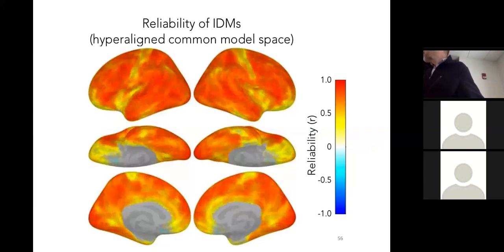And now we see strong reliabilities in interesting places like medial prefrontal cortex that plays a big role in social cognition. But we scratched our heads and we said, how could this be? Why is it more reliable after hyperalignment? So Fei Long did something very clever.